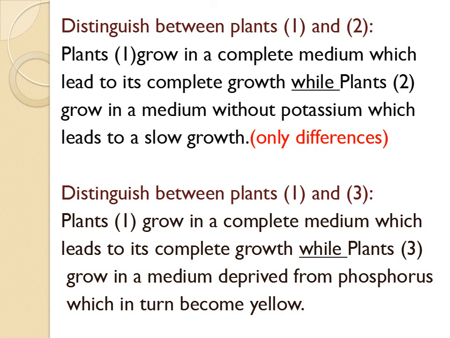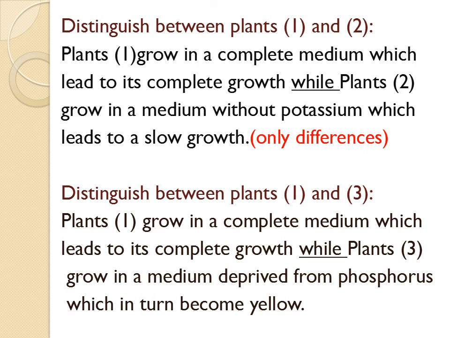Distinguish between plants 1 and 2. So here we have distinguish. So we must only mention and put the differences. There is no need for similarities. So we answer as follows. Plant 1 grows in complete medium, which leads to its complete growth, while plant 2 grows in a medium without potassium, which leads to a slow growth. So as you see here, only differences are written.